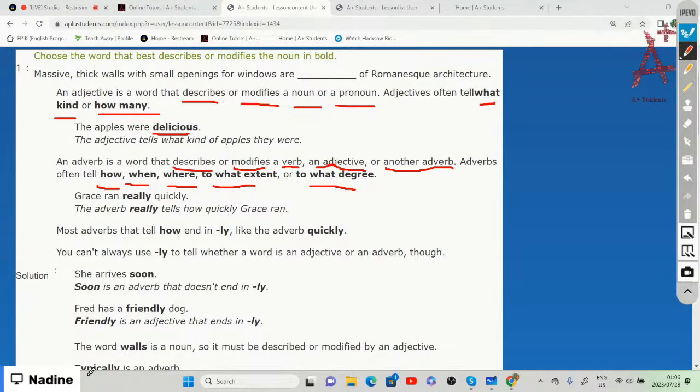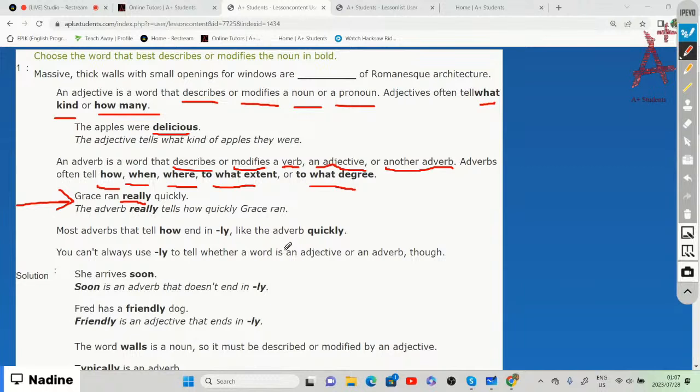If we look at an example of an adverb, we can say, for example, Grace ran really quickly. So Grace ran really quickly, right? The adverb really tells us how quickly Grace ran.